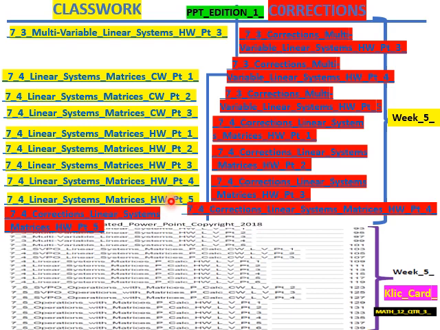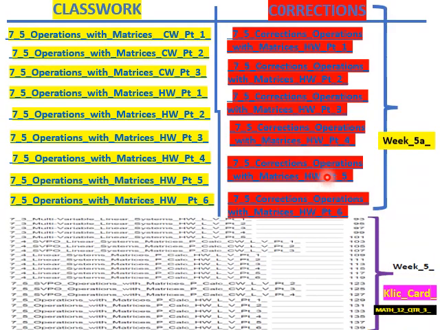So finish up here 7.4, linear systems and matrices, week 5, and this is click cards, so they're hot linked. You just roll over with your cursor and click, and it will come up. And then this is week 5A, so we're still on week 5, which is huge. It's a huge week of work.